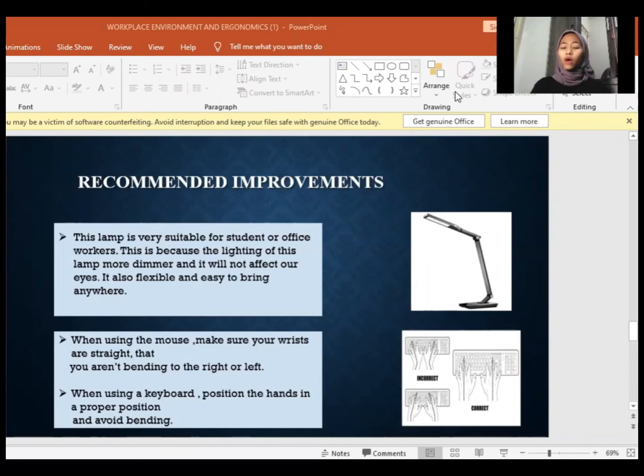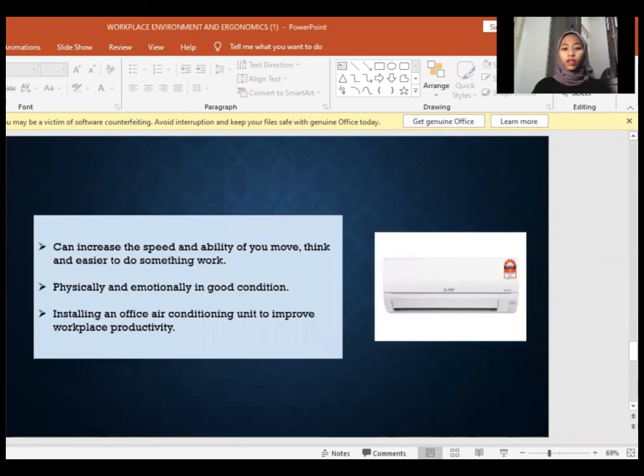Second one is when using the mouse, make sure your wrists are straight, that you are not bending to the right or left. When using a keyboard, position the hands in a proper position and avoid bending. Then the next one can increase the speed and ability to move, think and easier to do something, physically and emotionally in a good condition. Installing an office air conditioning unit to improve workplace productivity.